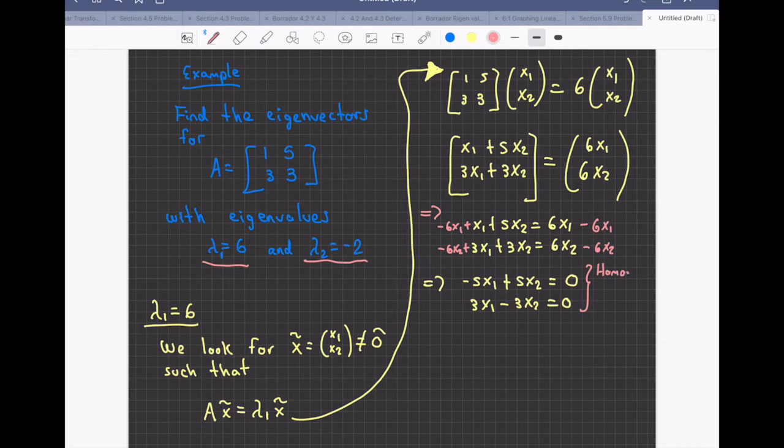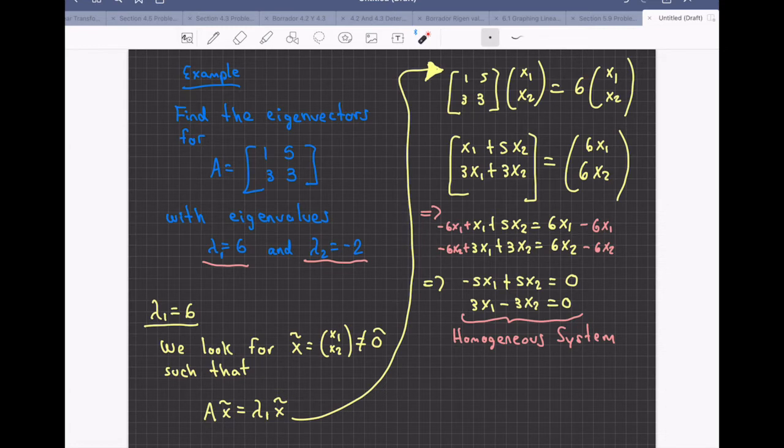It's a homogeneous system. This is a homogeneous system of linear equations. That means that in the right side of each equation we have only zeros, 0 and 0 here. Notice this kind of system, a homogeneous system of equations, always has at least one solution.